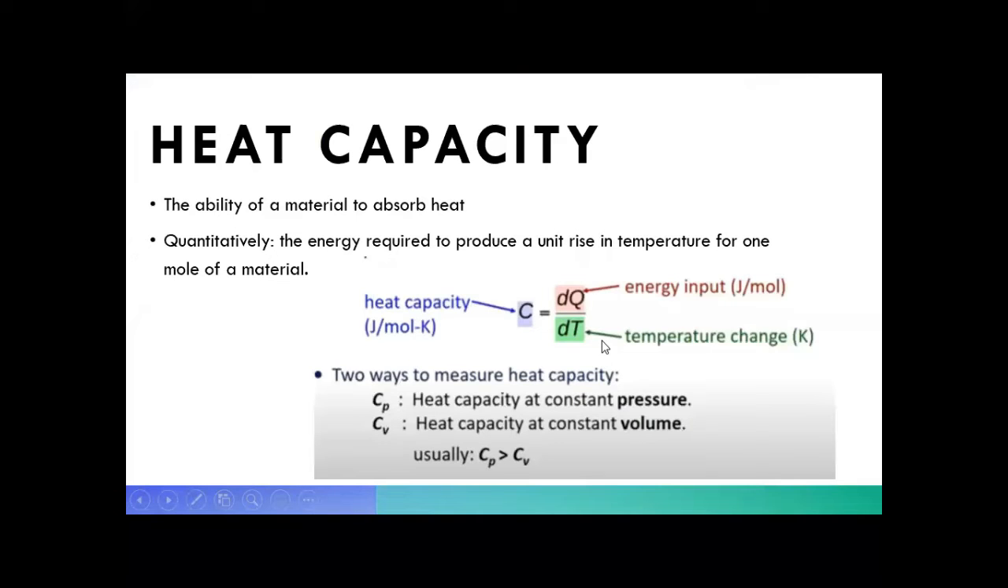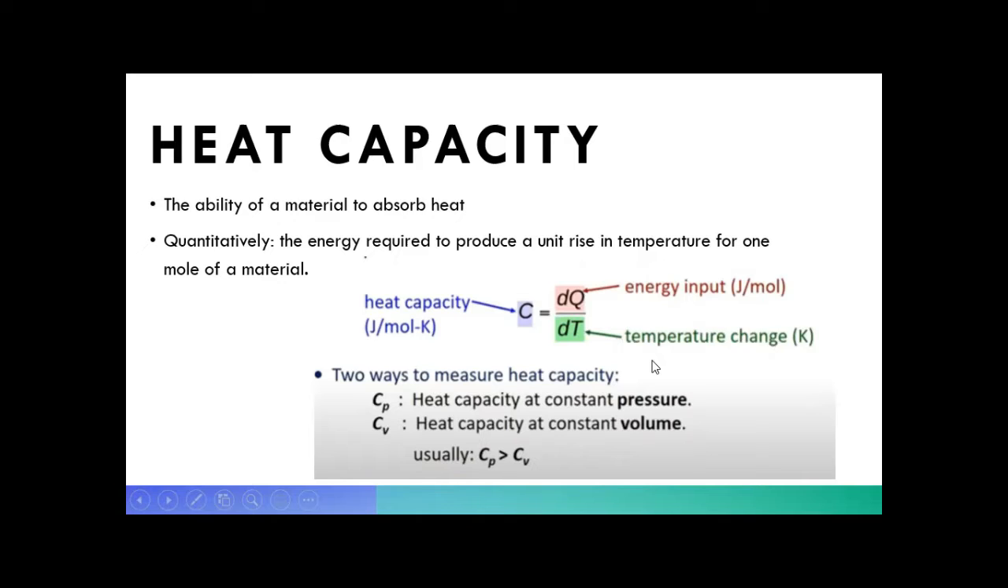So heat capacity is the ability of a material to absorb heat. In this equation, you can see that C is heat capacity, and the unit is joules per mole Kelvin. Then Q here is the energy input with the unit joules per mole, and dT is the temperature change. It is in Kelvin.